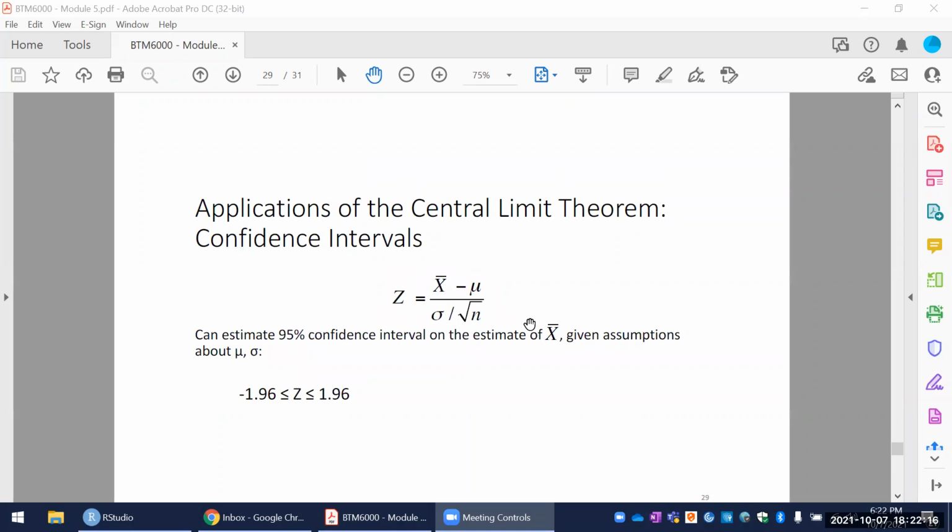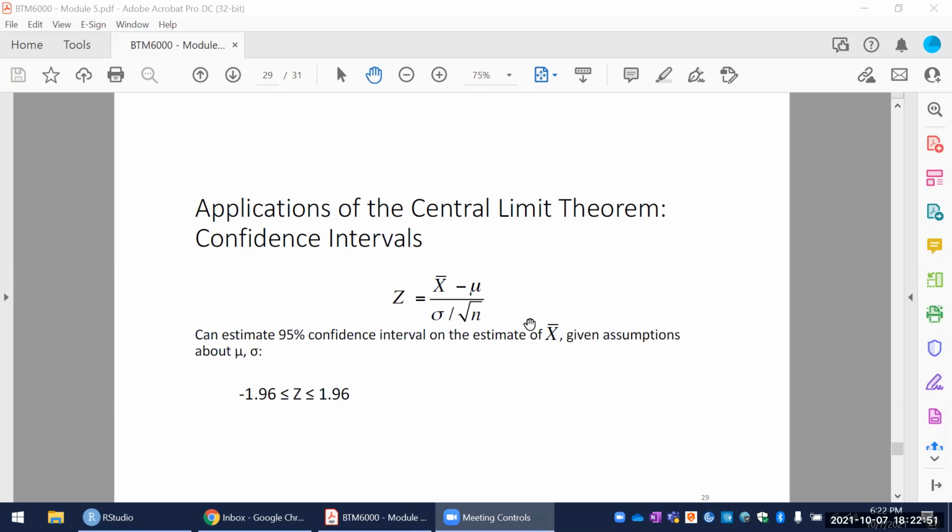Another application of the central limit theorem is the so-called 95% confidence interval. The 95% confidence interval is essentially an estimate of an interval within which you're 95% confident that you will find your population mean. So you are quantifying your sampling distribution, and you characterize your sampling distribution using this confidence interval.